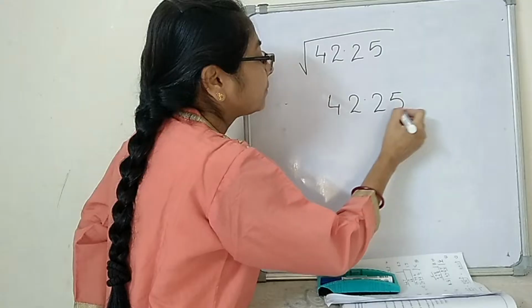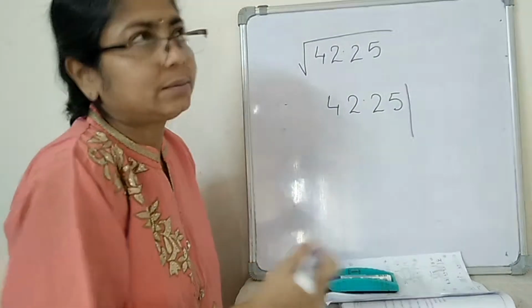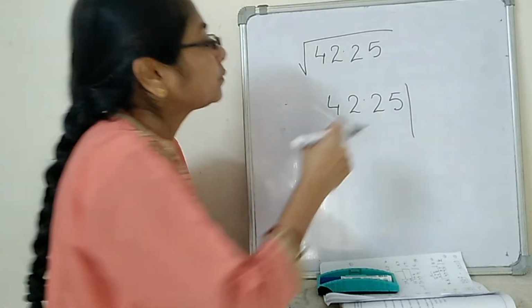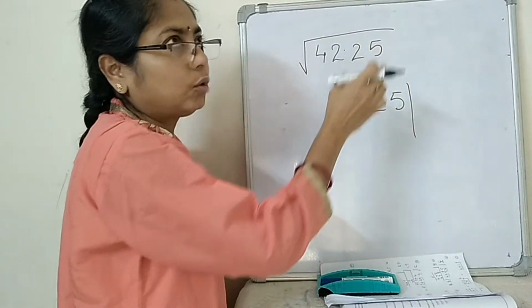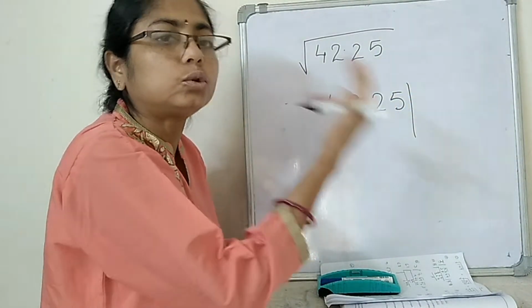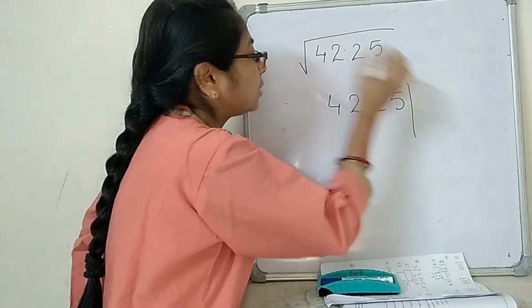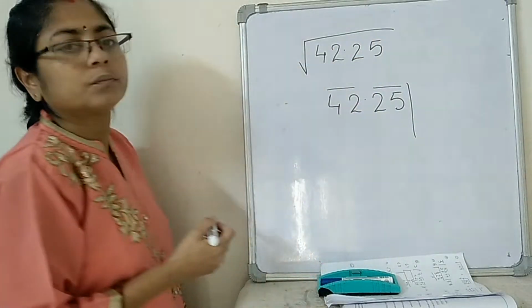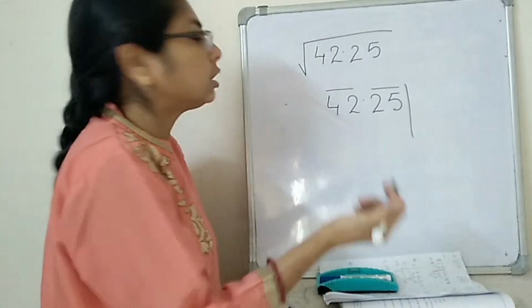42.25. According to the long division, in my previous class I taught you that the last two digits you make a group because it is a square root. So we take two digits and make a group. This one group, this one group. Okay? Then do the long division method.